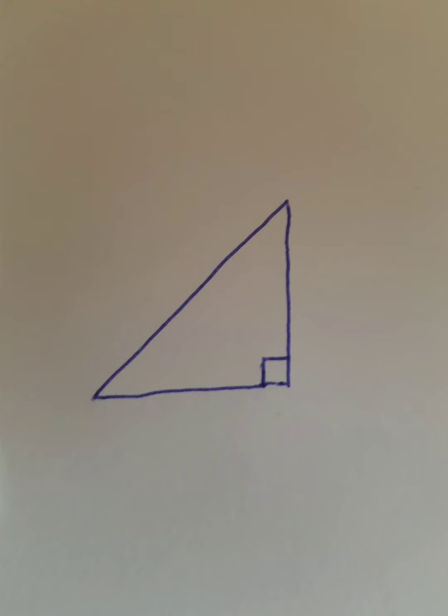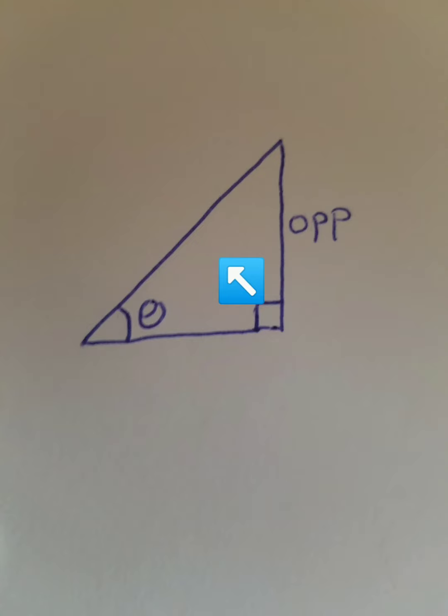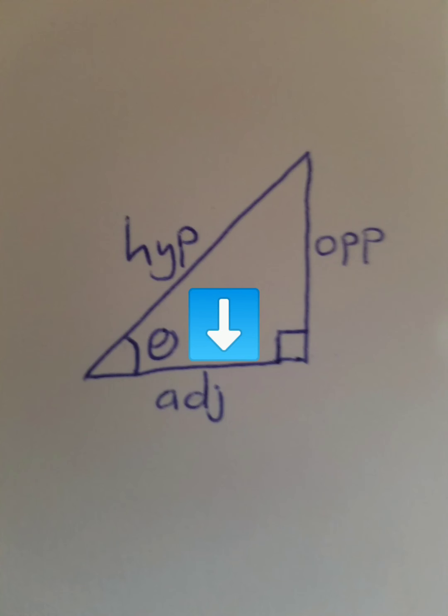If you pick an angle and call it theta, the side that's going to be opposite to this angle is going to be called the opposite. The side that's opposite to the right angle of the triangle is called the hypotenuse, and it's the longest side of the triangle. And the remaining side is called the adjacent. It's adjacent because it's right next to the angle that you have picked.